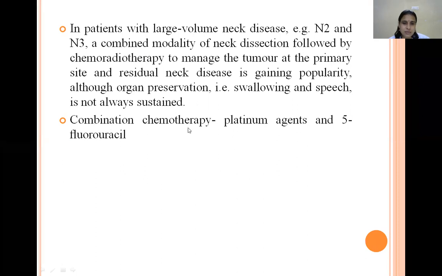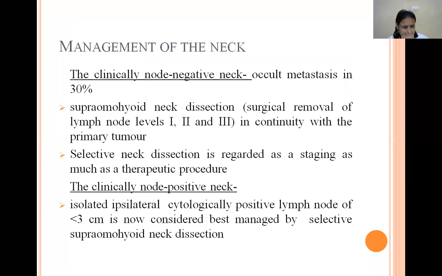A combination chemotherapy may also be given, wherein there is combined usage of platinum agents and fluorouracil. Management of the neck in the case of oropharyngeal carcinomas.